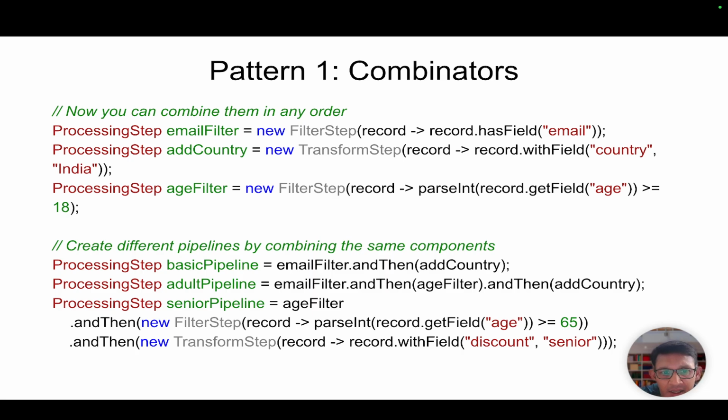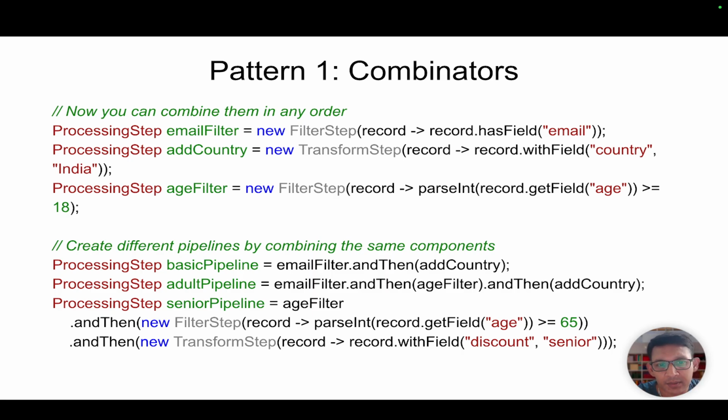The key insight is that each of these combined pipelines is still just a processing step. From the outside, the basic pipeline looks exactly the same as the email filter. They both have the same process method signature. This uniform interface is what makes unlimited composition possible.